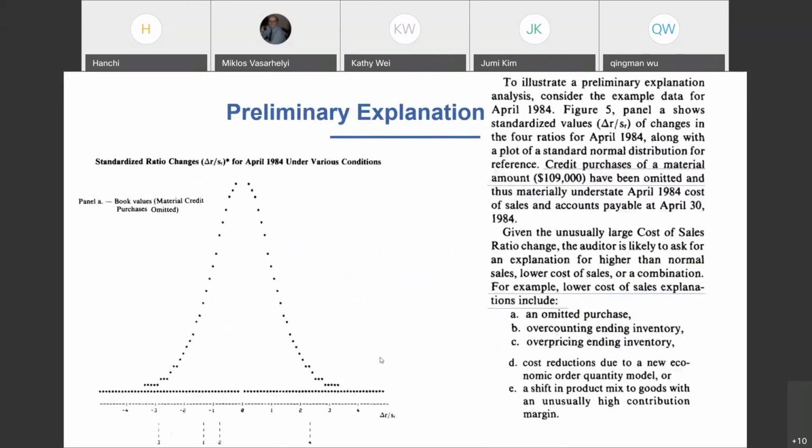To have a better understanding of this, we can use an example. Here is an example where a credit purchase of a material amount has been omitted. We use our experience to find that lower cost of sales explanations include omitted purchases, overcounting ending inventory, overpricing ending inventory, and cost reduction due to a new economic order quantity or a shift in product mix to goods with an unusually high contribution margin.